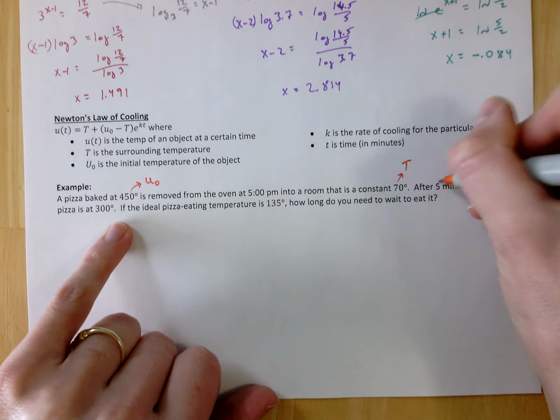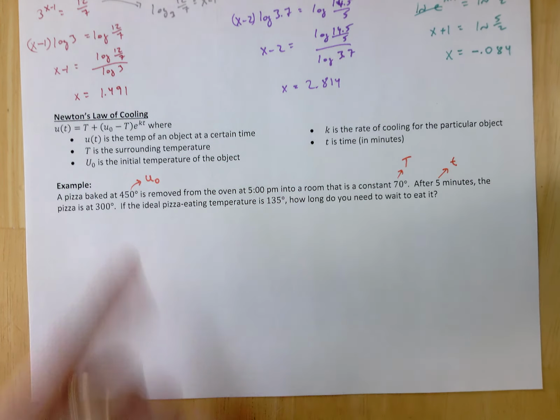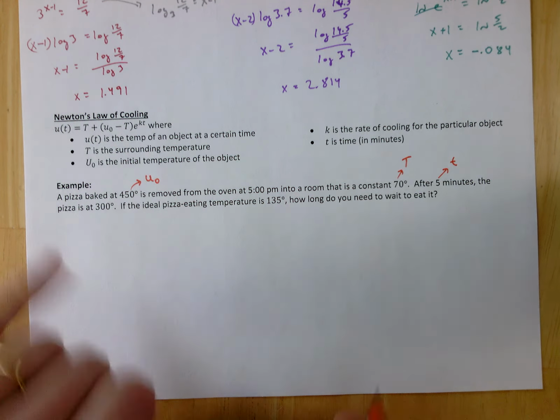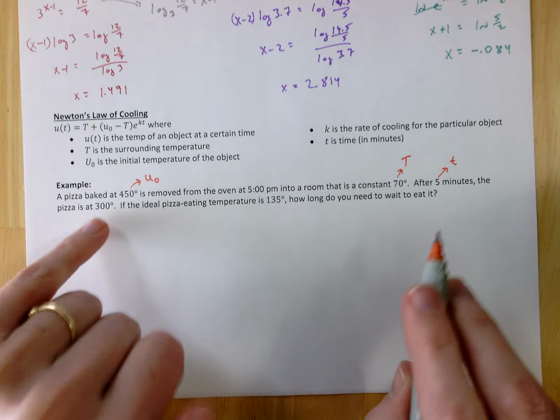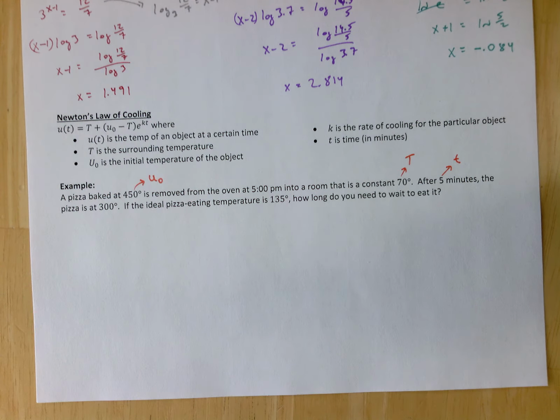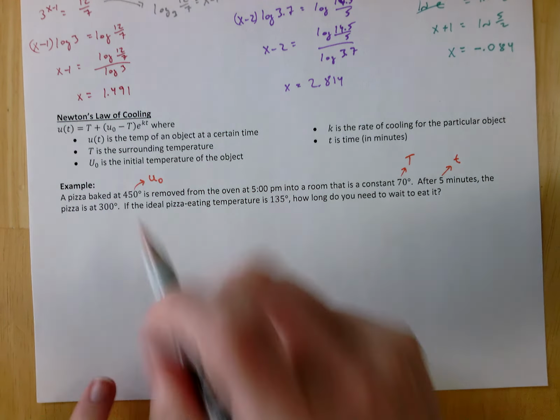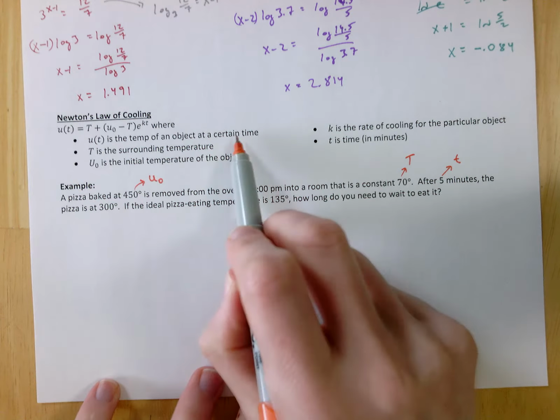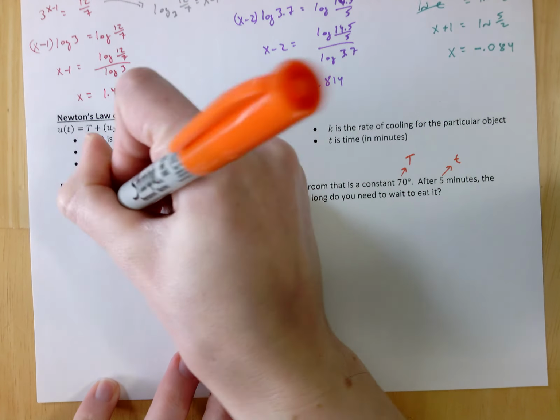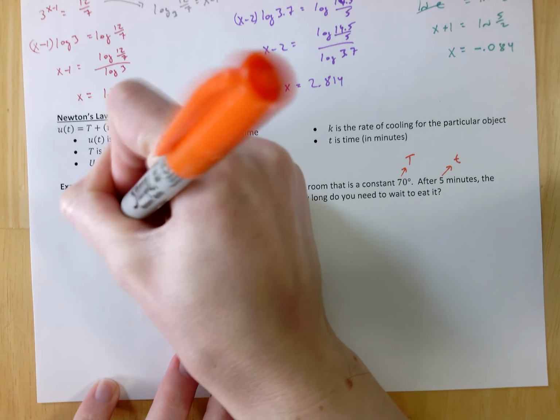All right, after 5 minutes, it's at 300 degrees. So this is our time, that's lowercase t, and it's at 300 degrees now. So that is the new temperature of the object, right? This is the temperature of the object at a particular time, 5 minutes. So this guy right here is U of t.